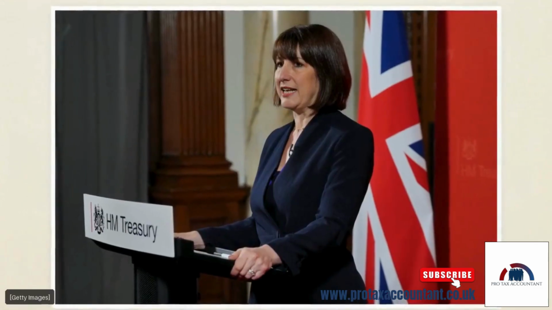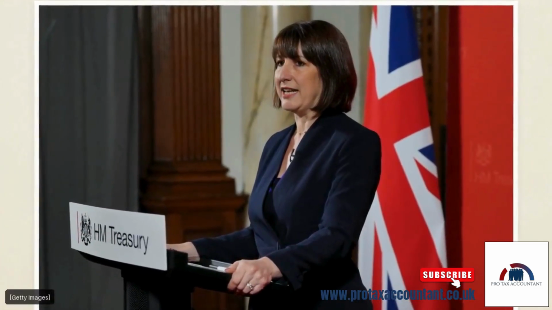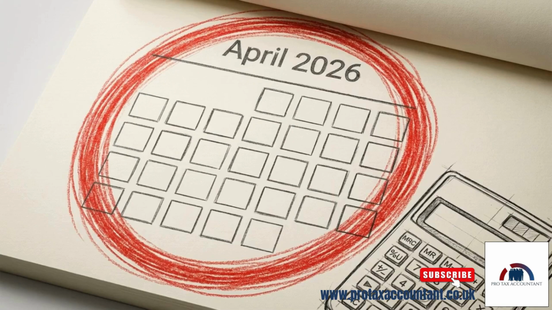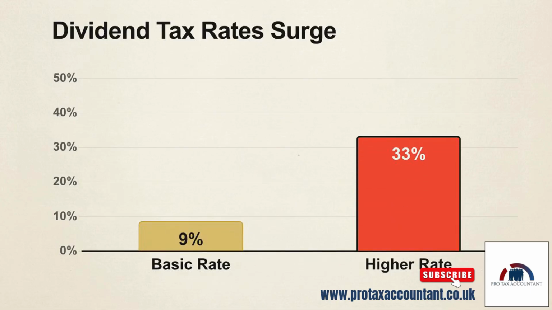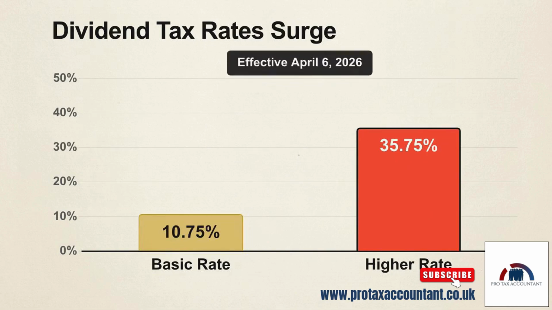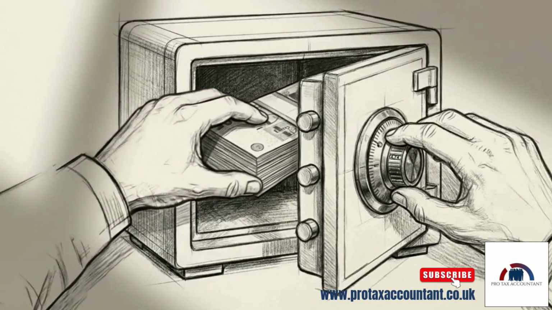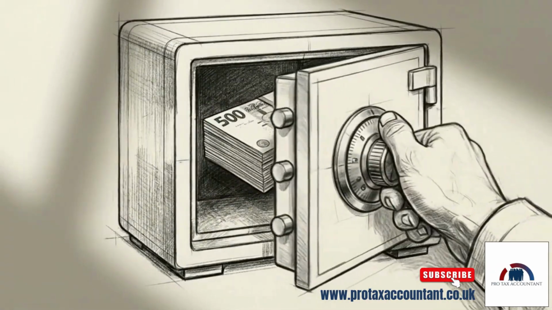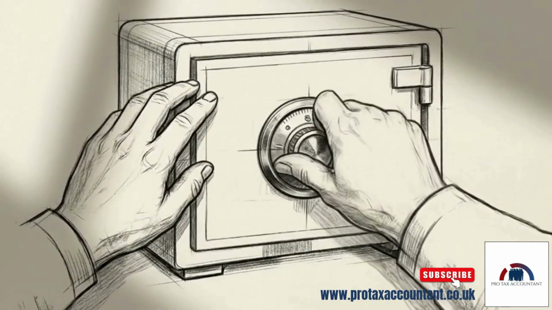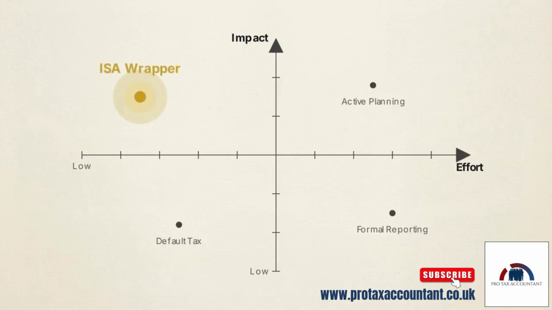The government's pursuit of long-term fiscal sustainability means further tax extraction is inevitable. The autumn budget confirmed specific rate increases taking effect in April 2026. The basic rate for dividends will jump to 10.75%, and the higher rate will rise to 35.75%. With rates rising and the £500 allowance remaining frozen, business owners must aggressively utilize tax-efficient wrappers to protect their income. This quadrant chart maps your strategic options. Notice that utilizing an individual savings account, or ISA wrapper, sits firmly in the high-impact, low-effort category, allowing you to shield up to £20,000 a year from dividend tax.